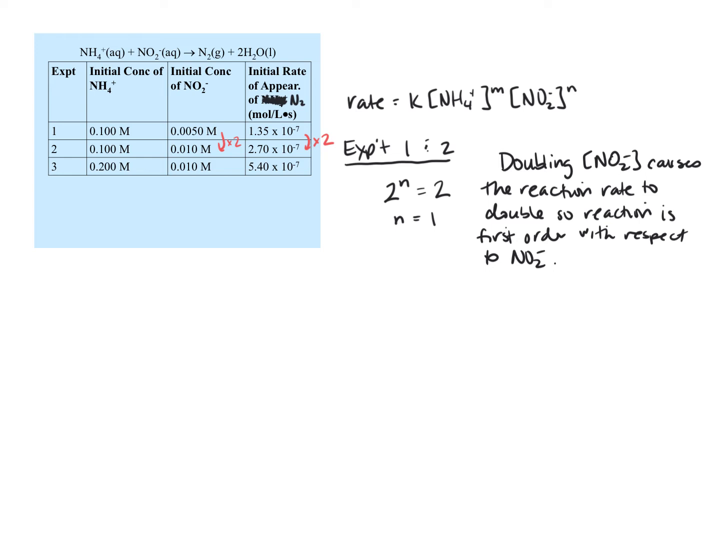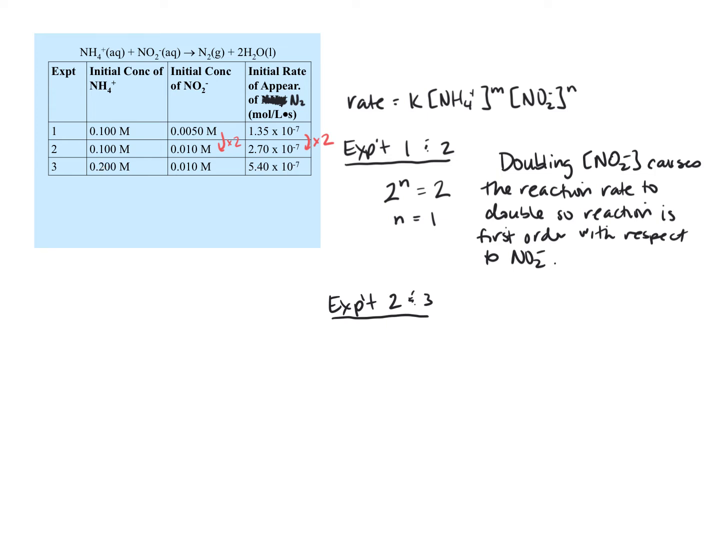So once you've got that down, let's see if we can determine what the m exponent is for NH4 positive. Once again, we're going to select 2 experiments, but this time you want to keep NO2 negative constant while the NH4 plus is changing. So let's go ahead and select those 2 experiments. So pause the video. And you should have picked experiments 2 and 3. And you can see right here that the NO2 minus is staying constant while the NH4 positive is increasing.